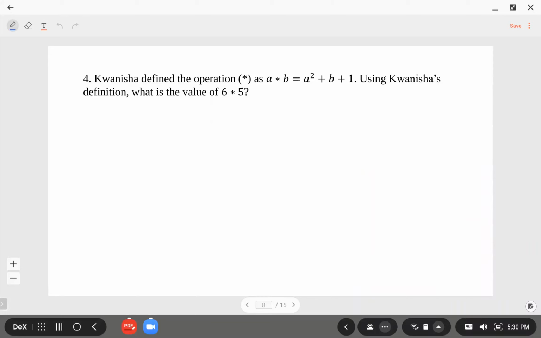Quanisha, very weird name. Quanisha defined the operation star as A star B equals A squared plus B plus 1. Using Quanisha's definition, what is the value of 6 star 5? Pay attention to this question. This is a very generic, classic math competition question.